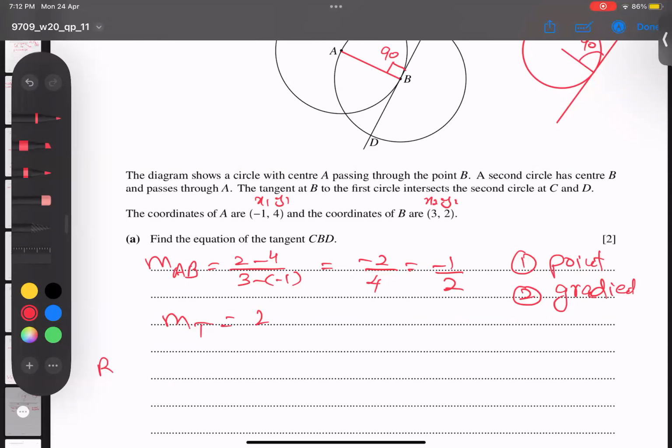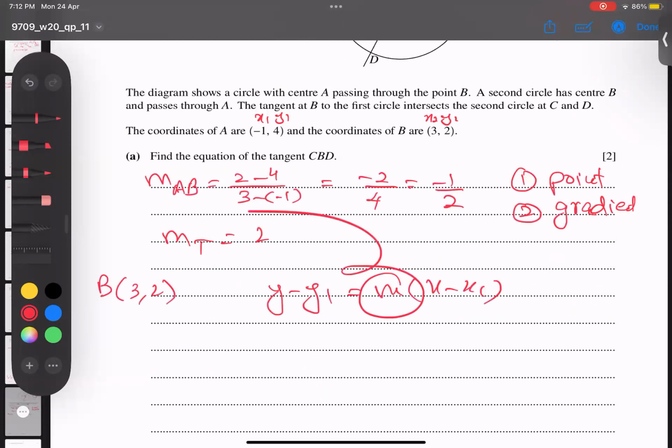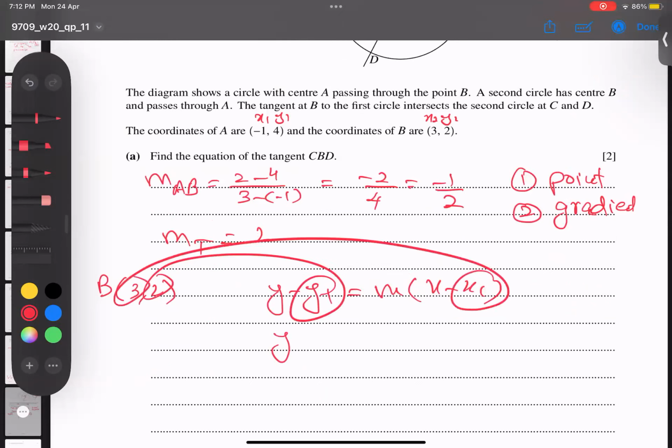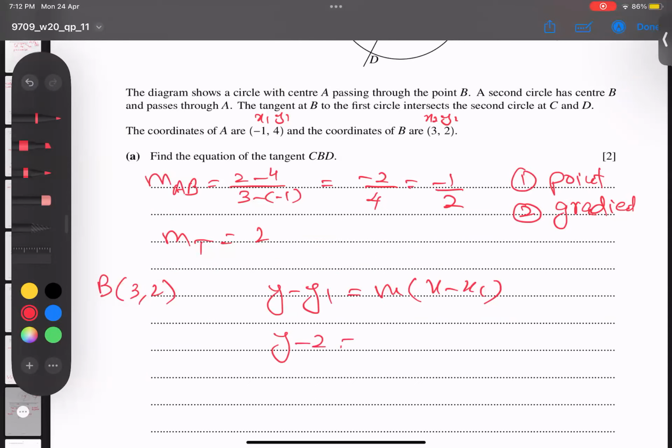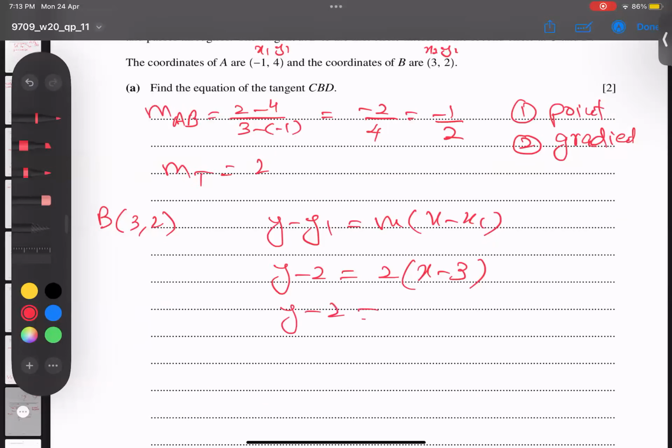Using the B coordinate, and the B coordinate is 3, 2. The formula is y minus y1 equals m times x minus x1. In the place of m, I'll use 2, and y1 and x1 come from the B coordinate. So y minus 2 equals 2 times x minus 3. And finally, y minus 2 equals 2x minus 6. And this is my final answer. And I believe you got the idea very well. Okay, let's go for the next part.